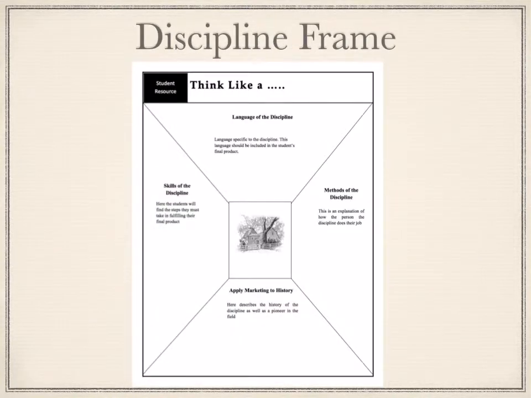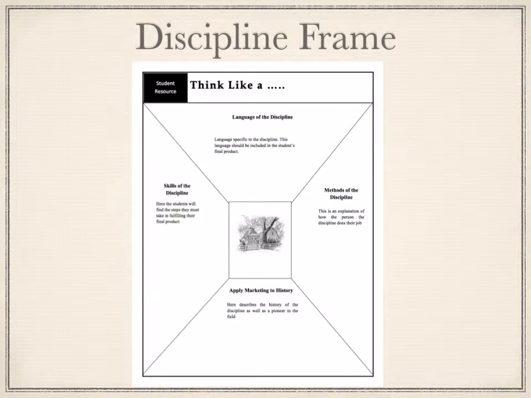This is an example of a discipline frame. Each frame is set up into 4 sections. The language of the discipline section includes for the student specific language used in that discipline. The student's objective here is to look up the words and incorporate them in their final product. Most of the words that are in this section should be included in their final products.